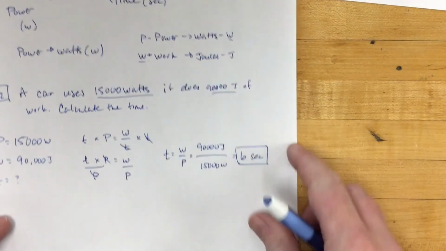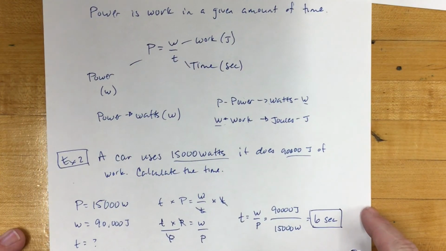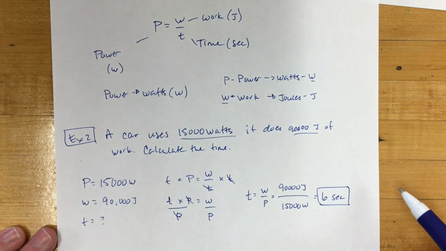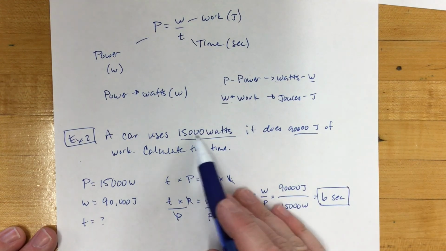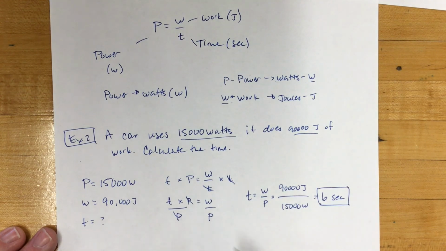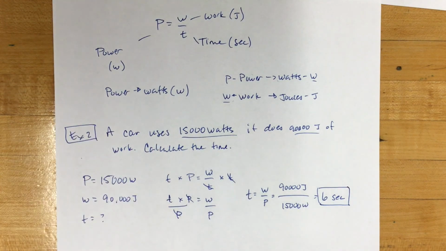Example 2 that we had was dealing with just the power equation, power equaling work divided by time. And then in this situation, we had a power and we had work, and we needed to solve for time, so we needed to do some rearrangements. And we came to that the time was 6 seconds, given the information that we had in front of us.